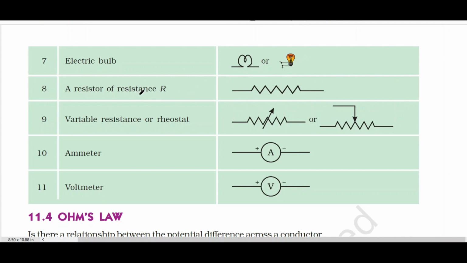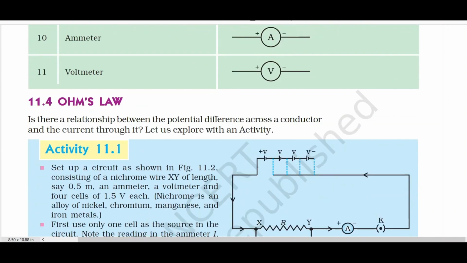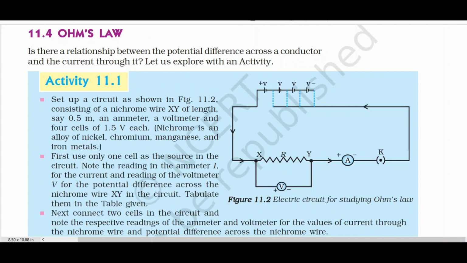You have a resistor or of resistance R which is shown like this. You have a variable resistance or a rheostat which is shown like this. तो ऊपर वाला क्या था? Fixed. It will have a fixed value और नीचे वाला क्या है? It will have a variable value which you can change over the course of time. A meter we have already seen, it looks like this, and a voltmeter looks like with a circle and a V in the center. Okay, so next, the important concept that we are going to study is Ohm's law.